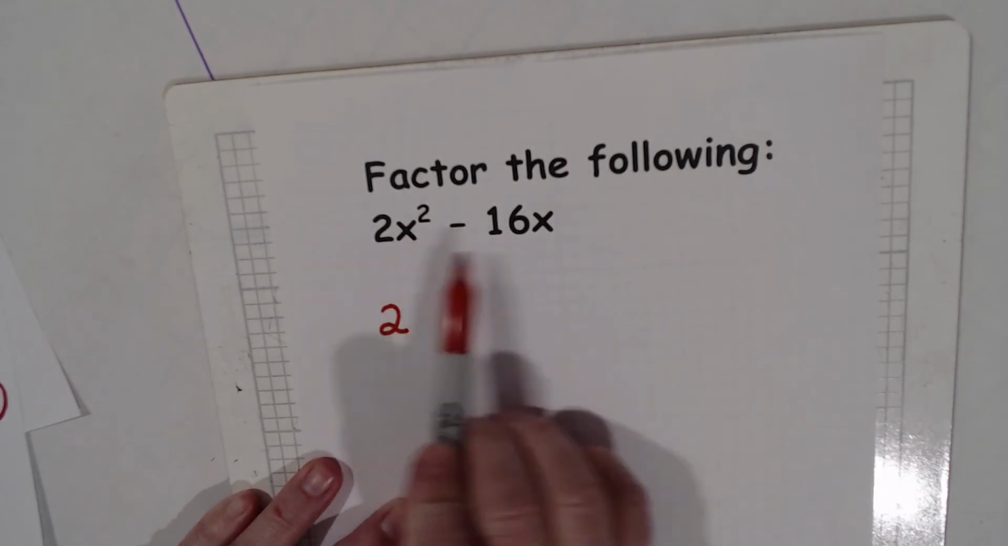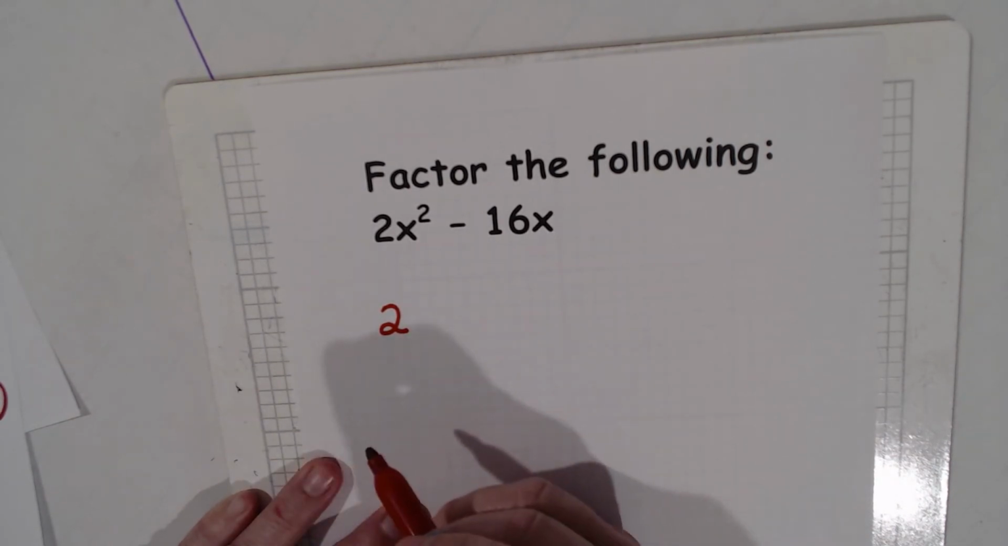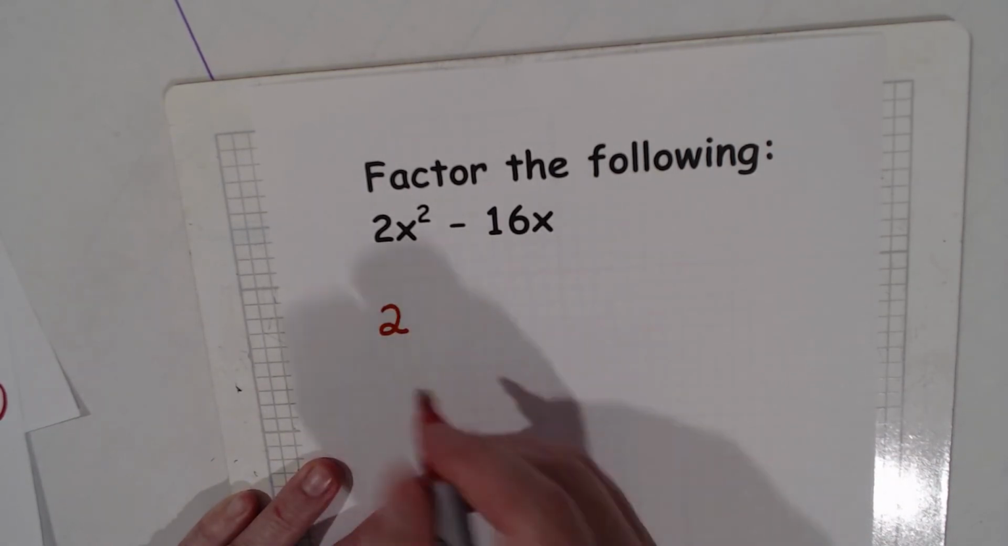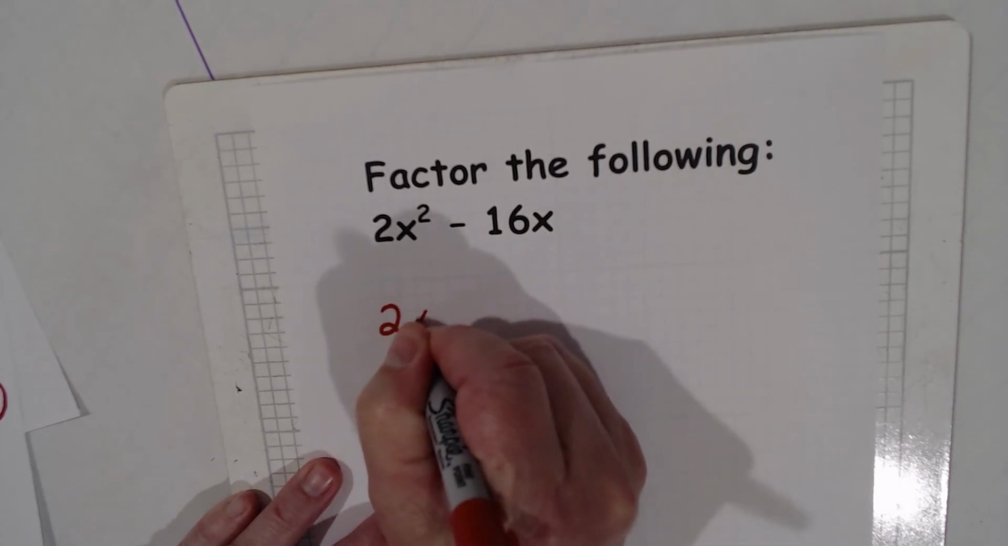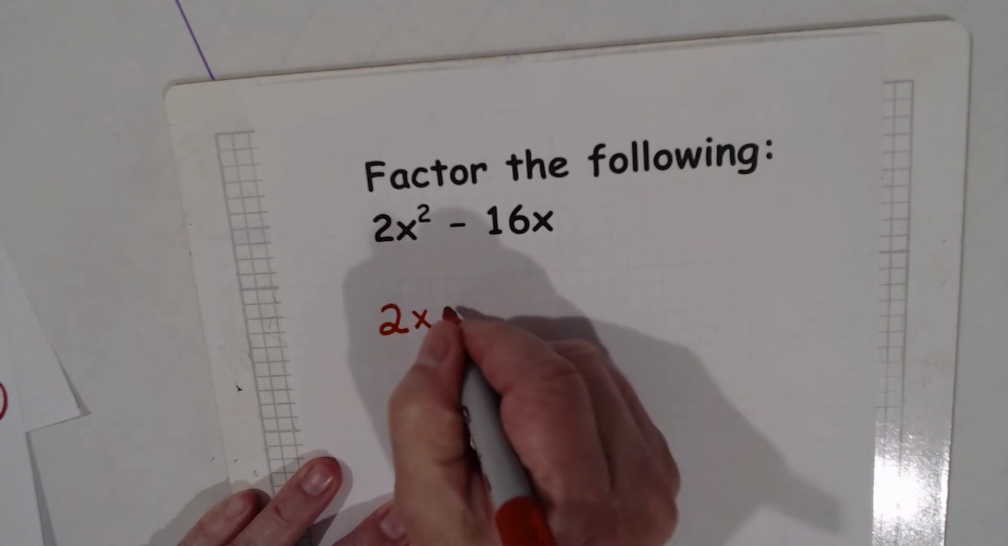Each one of these terms has something else in common. They have a variable in common. And what variable do they have in common? That x. So not only am I going to put a 2 on the outside of the parentheses, I'm going to put a 2x on the outside of the parentheses.